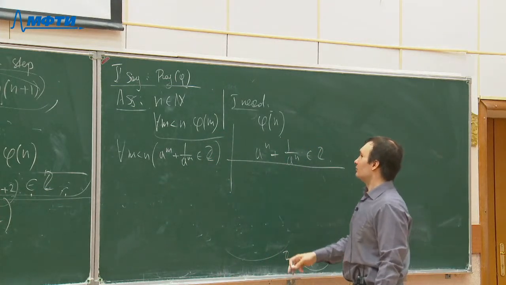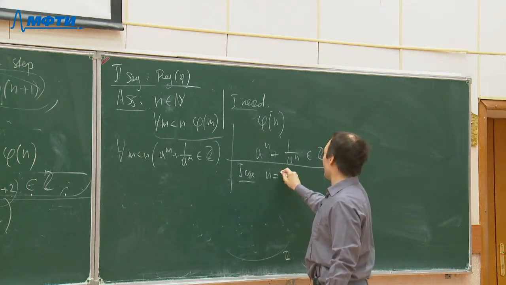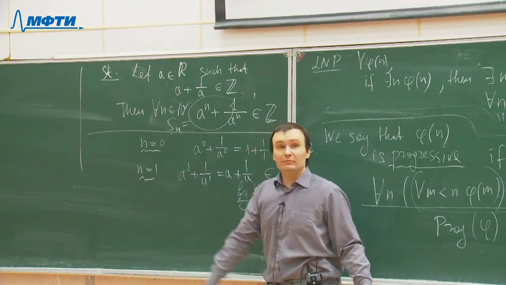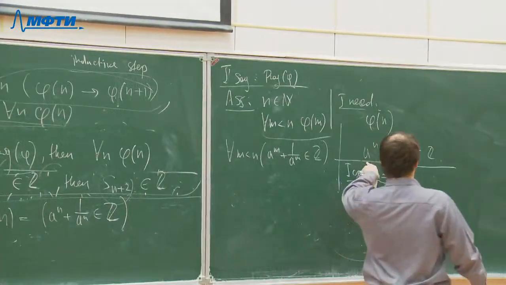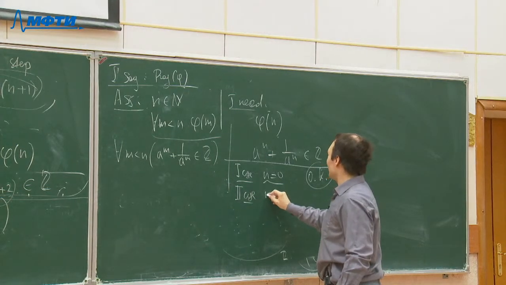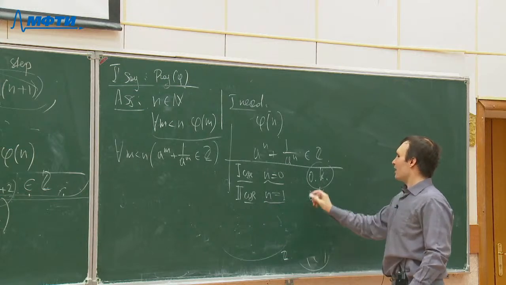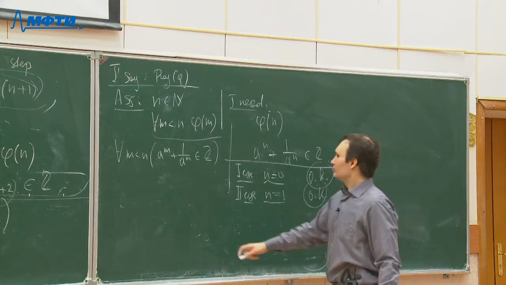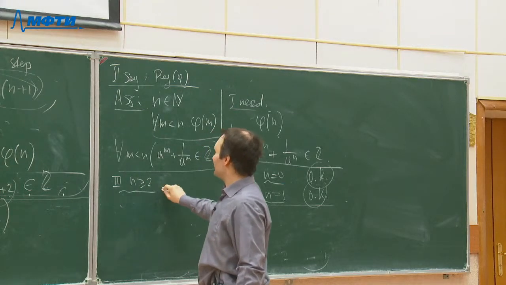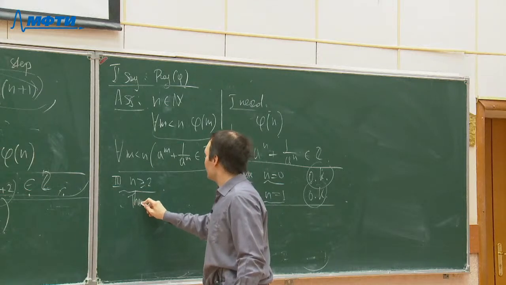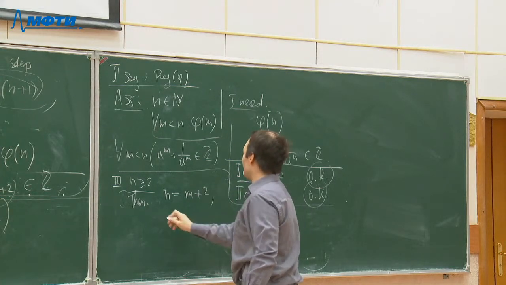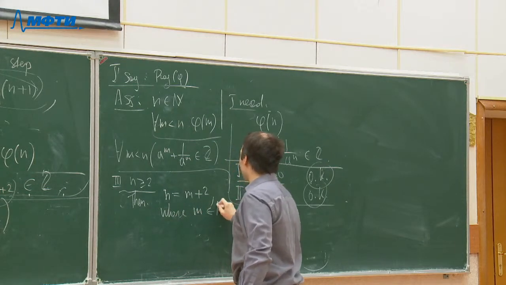So I need this one. First case, n equals 0. In fact, we have already considered it. So we know that this is true. So everything is okay in this case. The second case, n equals 1. Likewise, everything is okay. The third case, n is at least 2. But then n equals some m plus 2, where m is a natural number.